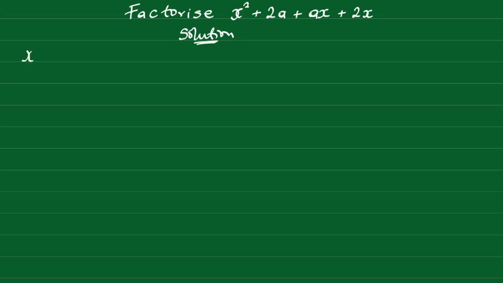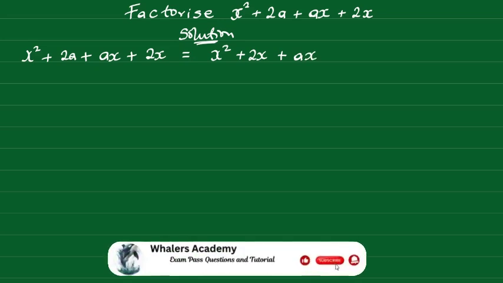So I have x squared plus 2a plus ax plus 2x. Next thing we do is we collect like terms. Hence, our expression becomes x squared, we have plus 2x. Next, we have plus ax. Lastly, we have plus 2a.